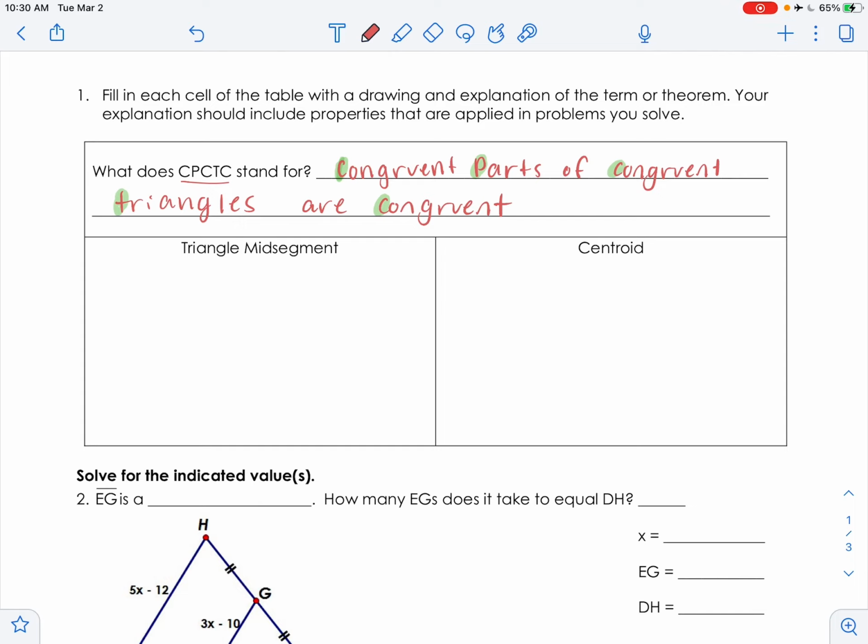All right. The next one is a triangle midsegment. What does triangle midsegment mean? Well, the triangle midsegment is a line segment formed by connecting the midpoints of two sides of a triangle.